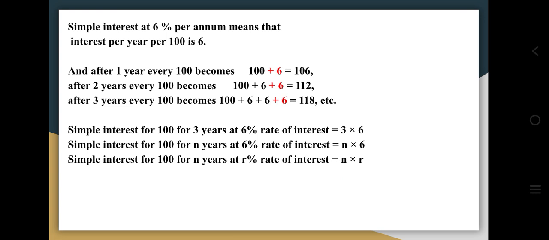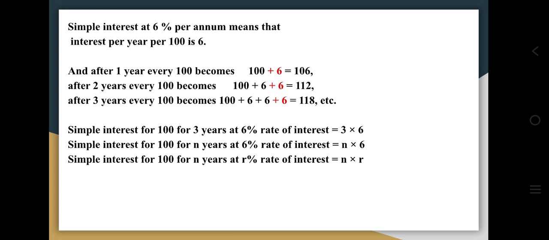After 2 years, 100 becomes 100 plus first year interest 6, second year interest 6. That is 112. After 3 years, the amount 100 becomes 100 plus first year interest 6, second year interest 6, third year interest 6. That is 118.